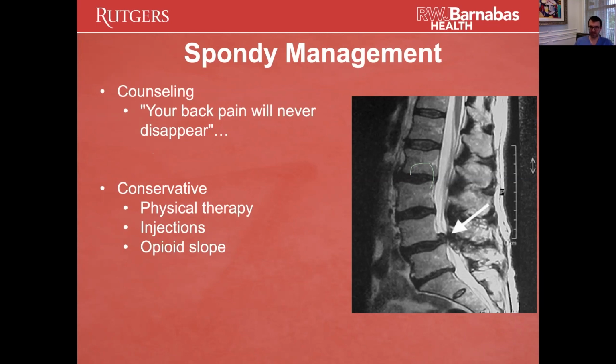Just because you see this does not mean the patient needs a surgery. So they deserve conservative management, physical therapy, injections. These patients are more typically given opioids because this is a chronic problem, and sometimes they will be on chronic opioids for this. But that comes with the whole debate over opioid abuse and how best to use them.